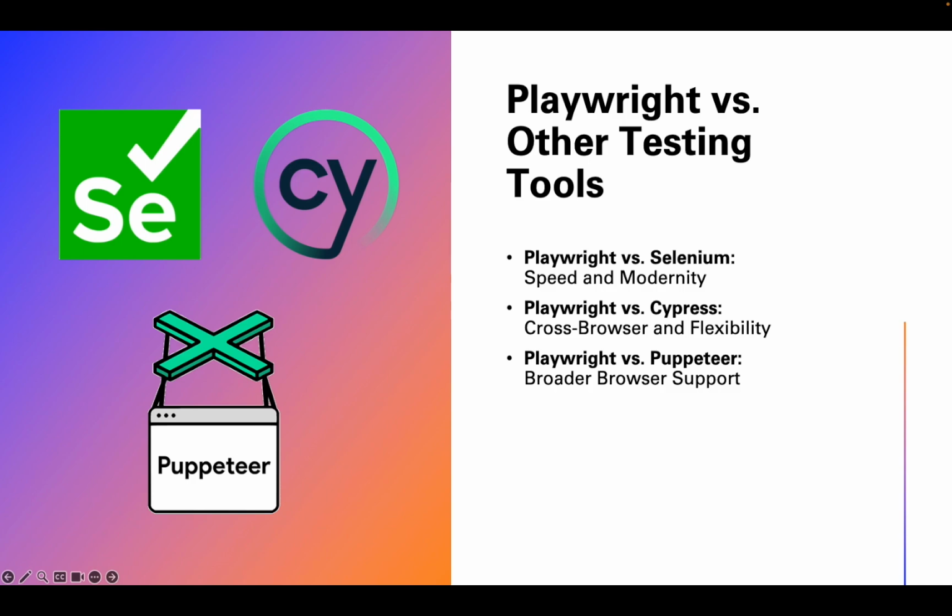Playwright versus other testing tools. Playwright versus Selenium. Playwright has faster setup and execution times, as well as a more modern approach to web automation. Playwright's cross-browser support is superior to Cypress, which is limited in this area. Additionally, Playwright's support for multiple tabs, frames, and languages provides greater flexibility. Playwright versus Puppeteer. I would like to highlight that while Puppeteer is limited to Chromium-based browsers, Playwright supports a broader range of browsers, making it more versatile for web applications across different environments.